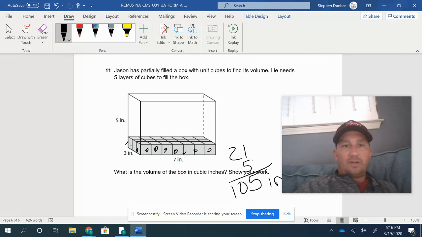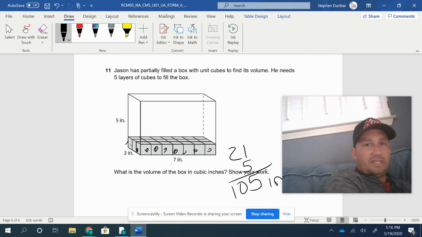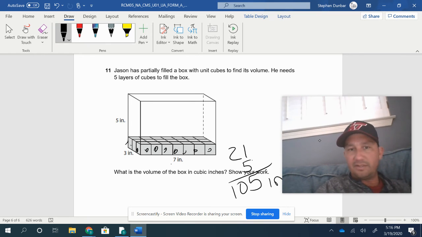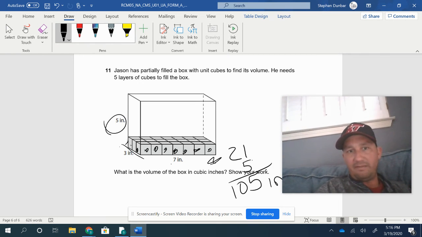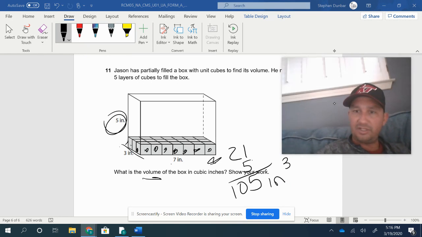And then question 11, here's a partially filled box with unit cubes. Needs to find 5 layers. So there's 1, 2, 3, 4, 5, 6, 7. And there's 7 in the front, 7 in the middle, 7 in the back for 21, or 7 times 3, 21. And then multiplying it by the 5 layers, because it's 5 inches high, would give you the volume of 105 inches cubed.